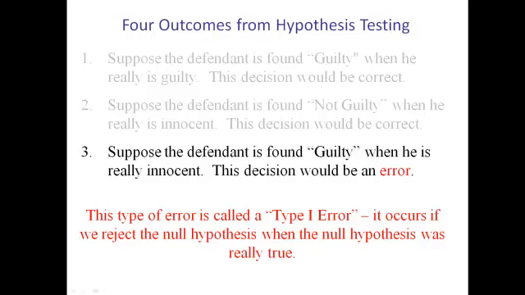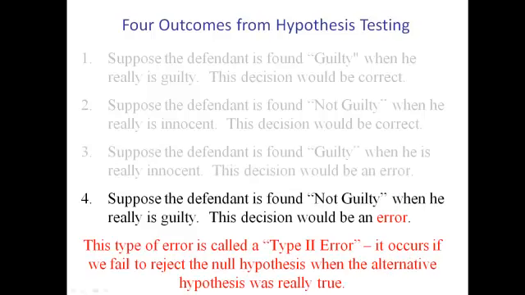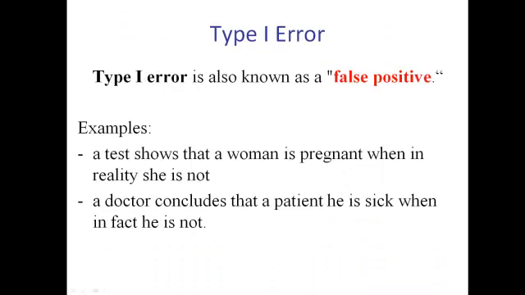true. And finally, suppose the defendant is found not guilty when he really is guilty. Well, this decision is an error, and we call this a type 2 error. A type 2 error is when we fail to reject the null hypothesis in favor of the alternative, but the alternative is really true. Type 1 error is also known as a false positive.